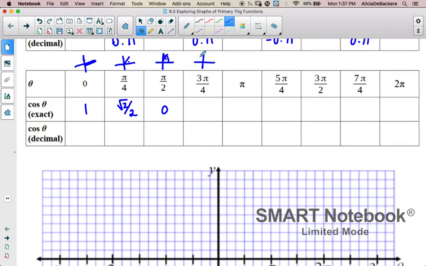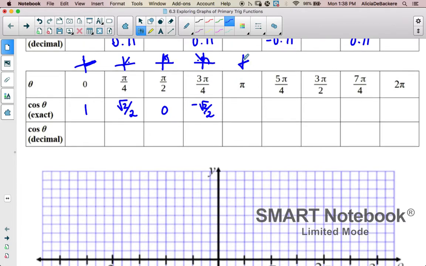Then rotating to 3 pi by 4, so here I am in this quadrant. My related acute angle is pi by 4, so the ratio is root 2 over 2, but I'm in the CAST quadrant, so cosine is negative. Then rotating to pi. Thinking about cosine as my x value, I'm over at -1.